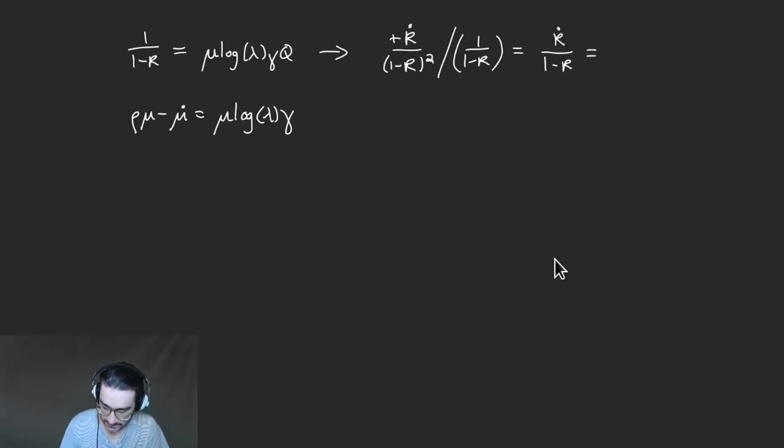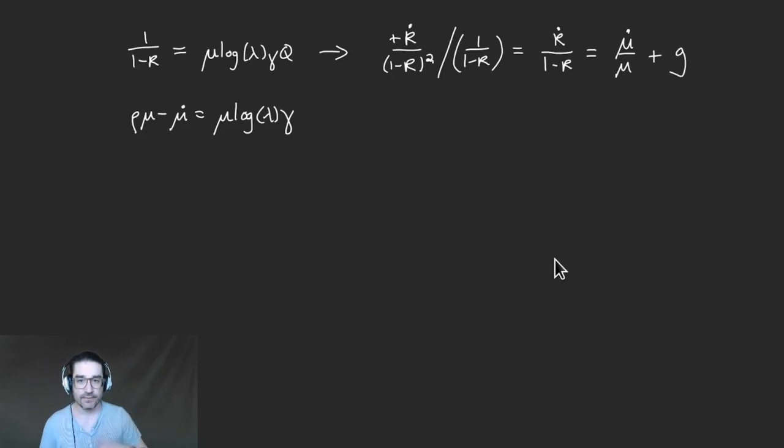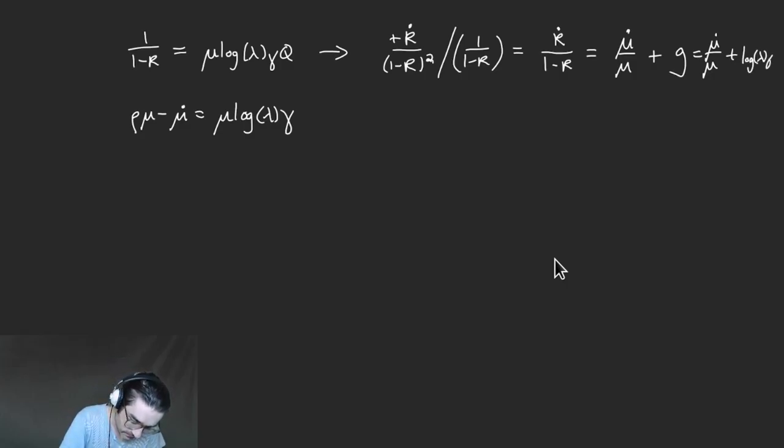And the growth rate of the right-hand side is simple. It's mu dot over mu plus q dot over q, which is just g. Gamma and log lambda are not moving, so those are zero. That's our growth rate equation for the right-hand side. We know that g is log of lambda tau, which is log of lambda gamma r, so this is log of gamma r. That's all nice and self-contained. We still have that mu dot over mu floating around, so that's what we're going to deal with now.